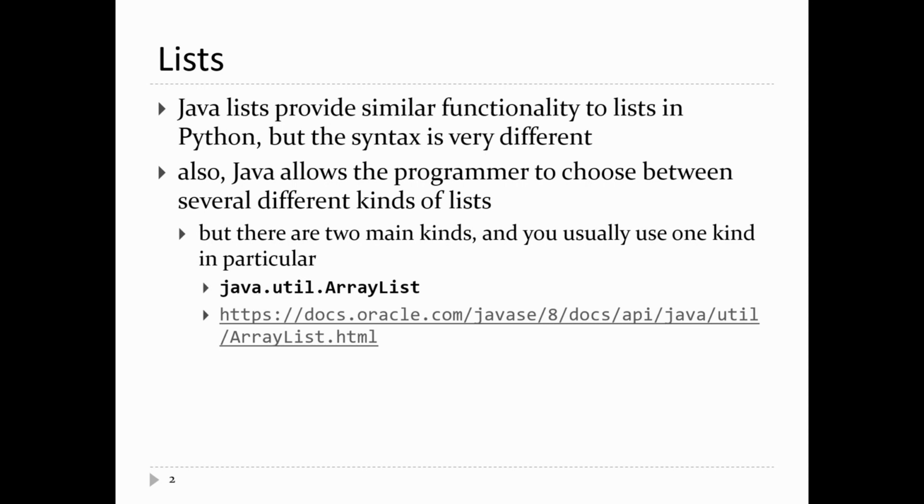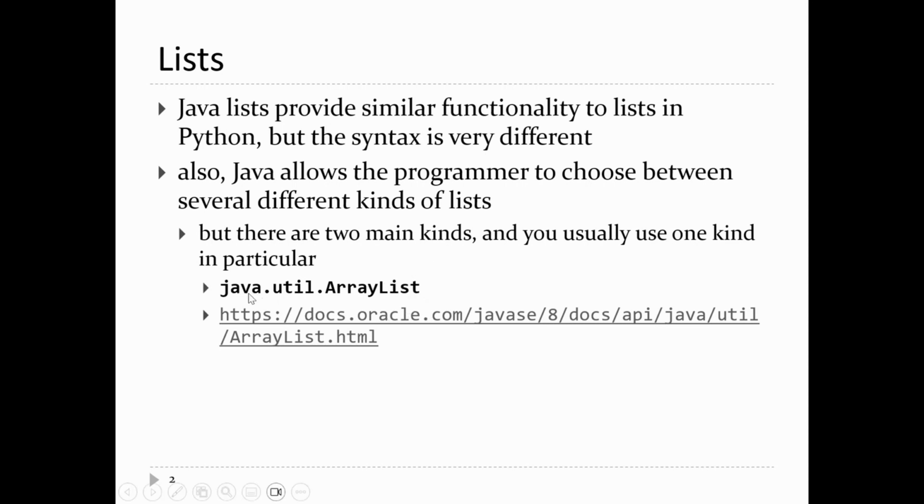You can do almost all of the same things with a Java list. It's just you have to do it in a really different way. So there's no square bracket notation, which is the problem. There's another complication. In Java, you can choose between many different kinds of lists. You use them all the same way for the most part, but there's more than one choice for you to make. There's two main kinds, and almost always you use the one that's called ArrayList.